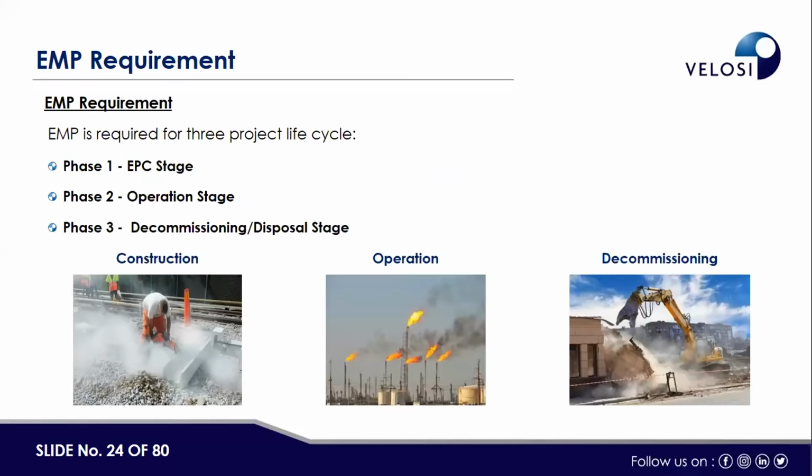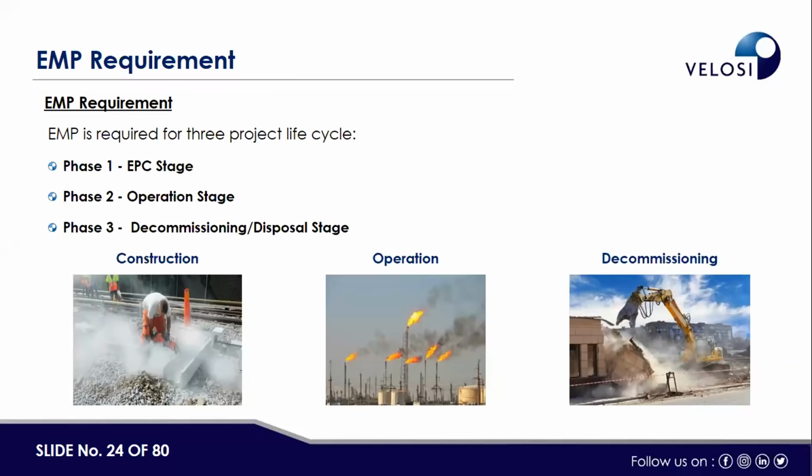So these are the requirements. An EMP is required for three project life cycle phases. Phase 1 is the EPC phase. The EPC phase is basically the construction phase: engineering, procurement, and construction, along with commissioning. Then phase 2 is the operation phase, and phase 3 is the decommissioning or disposal stage.